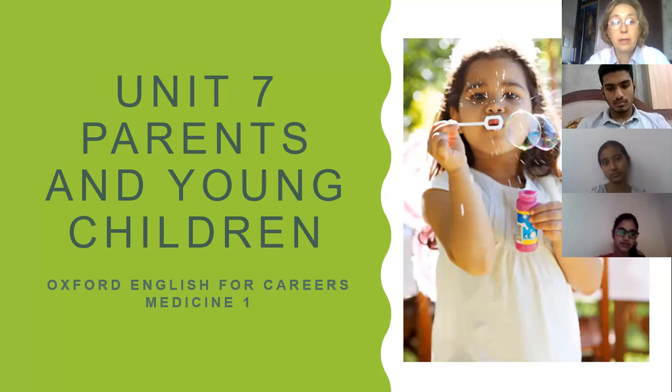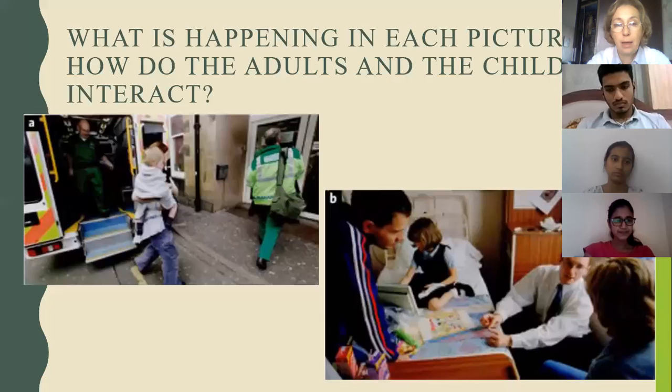Okay, great. So we are starting the next unit, Unit 7 today, and this is about parents and young children. I would like you to have a look at the first slide. Here you can see several pictures. And let us think what is happening in each picture and how do adults and the children interact in each situation here. What about picture A? What is happening here?